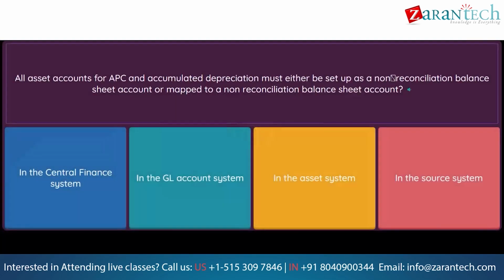Question, all asset accounts for APC and accumulated depreciation must either be set up as a non-reconciliation balance sheet account or mapped to a non-reconciliation balance sheet account. Option 1 in the Central Finance System. Option 2 in the GL account system. Option 3 in the Asset System. Option 4 in the Source System.